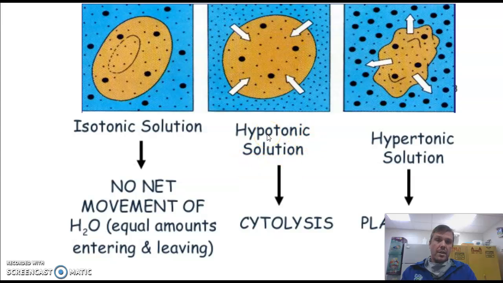Hypotonic means you've got more pure water outside the cell, if you're talking about the solution, than you have inside the cell. So here we've got our solute particles, just like we had over here, and the little dots represent water. So we have more dissolved solutes in the cell. If we have more dissolved solutes in the cell, that means we have more pure water outside, and the water is going to want to go in.